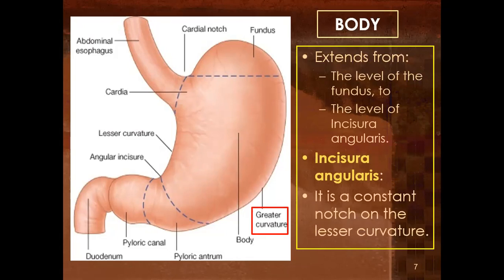This is called the lesser curvature. So just below that, between the lesser curvature and the pylorus, there is a constant notch which is always present. This is called the angular incisure, or incisura angularis. There are two angles. One is the incisura angularis. The second is the cardiac notch. These are the two notches which you can see.